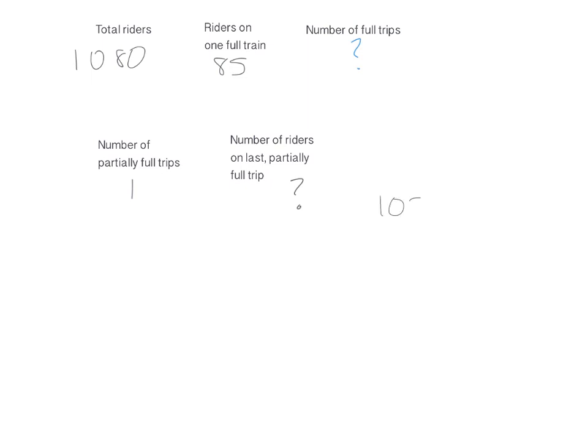So I'm going to take 1,080, and I'm going to divide that by 85. So 85 going into 1, nope. 10, nope. 108, yep, one time. So subtract, you get a 3, 10 minus 8 is 2.